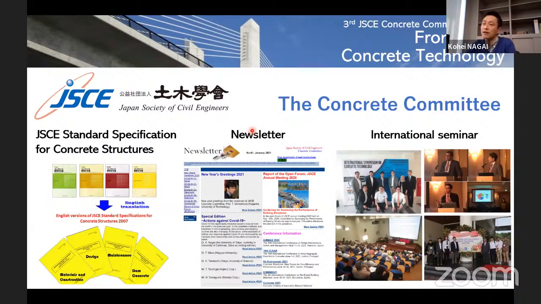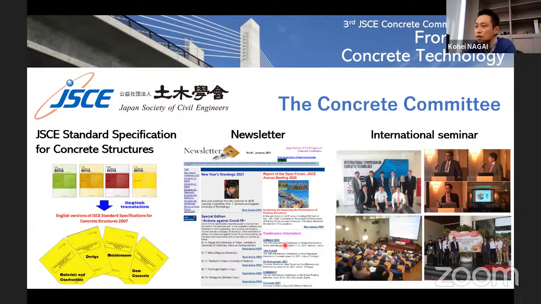In JSCE, we have many research committees. One of them is the Concrete Committee, which we belong to and which is organizing this seminar. The JSCE Concrete Committee issues the standard specifications for concrete structures, covering design, execution, and maintenance. The 2007 version is a little old, but it's free and downloadable. If you search on Google, you can get it freely, so if you are interested, please download it.